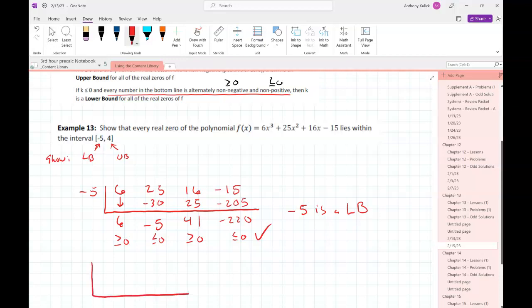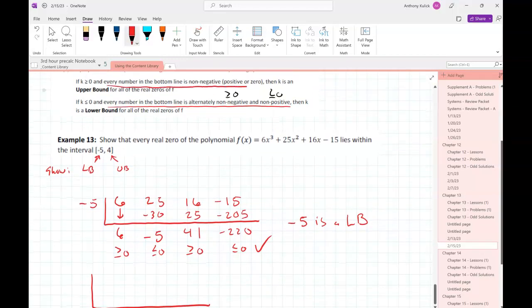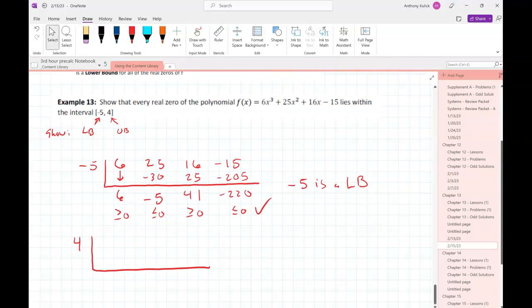So to show something as an upper bound, is the first one in the interval the lower bound? Well, the bigger number couldn't be the lower bound, right? It always has to be that way. So I'm just going to do another synthetic division with the other end of my interval. As Nathan has pointed out, the first number in your interval always has to be the lower bound, and the second number always has to be the upper bound. We just have to show that it works.